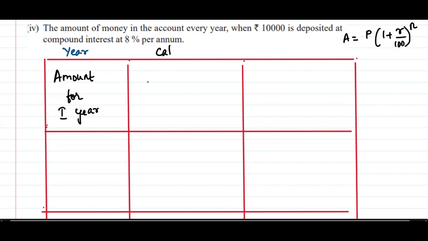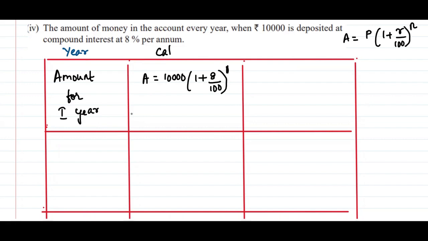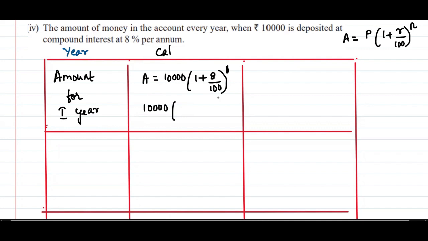So basically, what is the calculation here? A is equal to principal, which is 10,000, into 1 plus the rate of interest, which is 8%, so 8 over 100. We are calculating this for the first year, so N will be 1. Clear? P is 10,000, rate of interest is 8%, so 8 by 100, and the number of years is 1 because we are calculating for the first year. So A is equal to 10,000 into 1 plus 0.08, since 8 by 100 becomes 0.08.